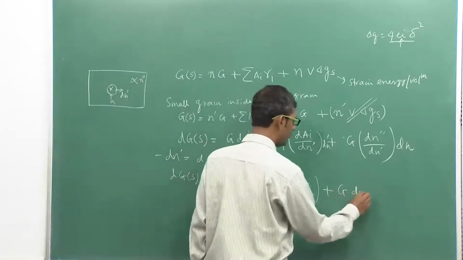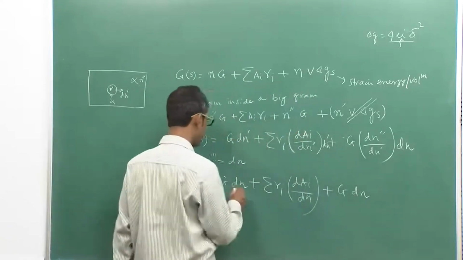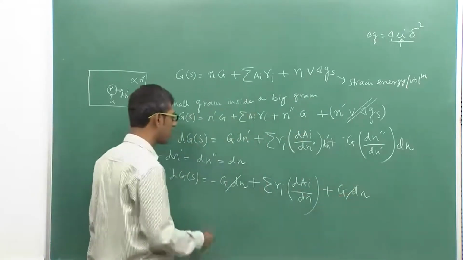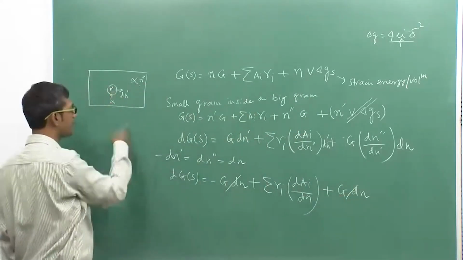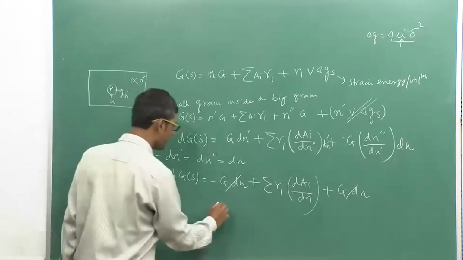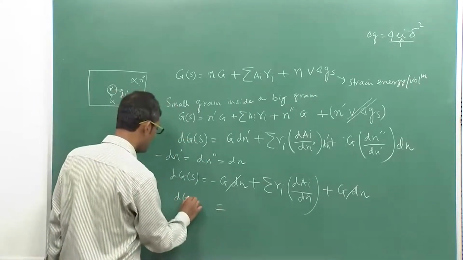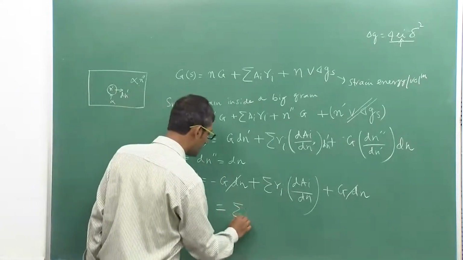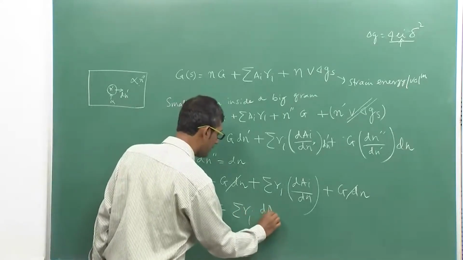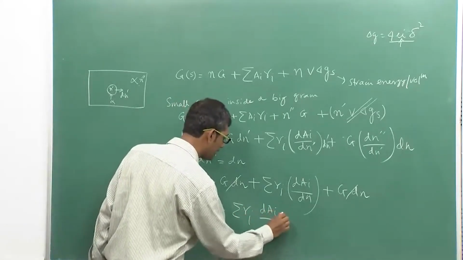Okay, so this dn, this gn will get cancelled, obviously a loss of free energy by this, because this is the same phase, it will be a gain of that. So, you can clearly see dGs is nothing but sigma gamma i dAi dn.